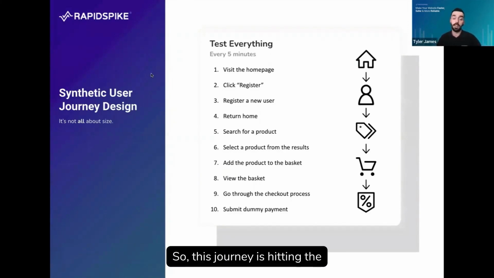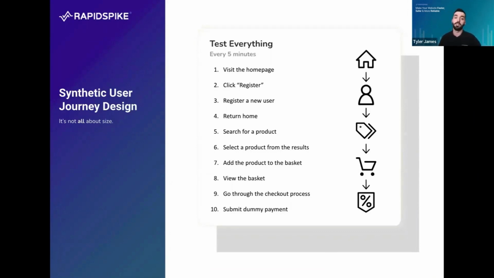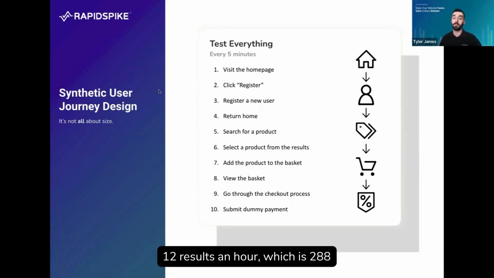So this journey is hitting the homepage, going through a new user registration, then searching for a product, adding it to the basket, then going through the whole checkout process and submitting payment details. This journey will produce 12 results an hour, which is 288 results per day.